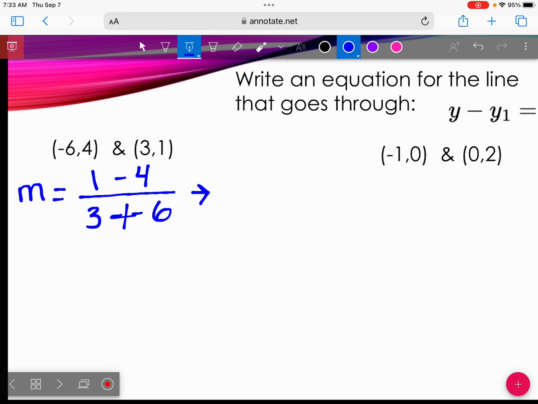Questions on how we set any of that up? Okay, so what is 1 minus 4? -3. What is 3 plus 6? 9. Negative 3 over 9 simplifies down to be what? Negative 1/3. So our slope here is negative 1/3.